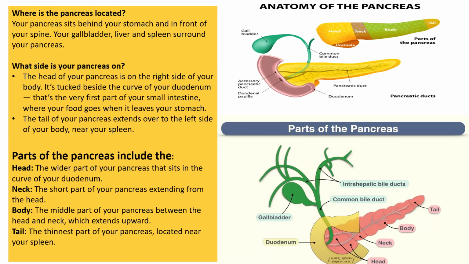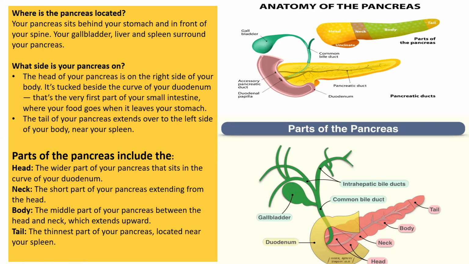The pancreas is divided into four parts: head, neck, body, tail. The head is the wider part of the pancreas. Look at the image. Head, neck, body, tail. The head is the wider part that sits in front of the duodenum, the first part of the intestine, in its C-shaped curve.